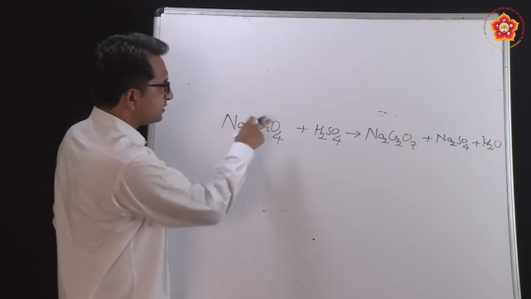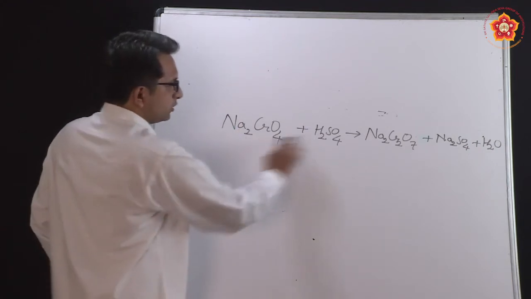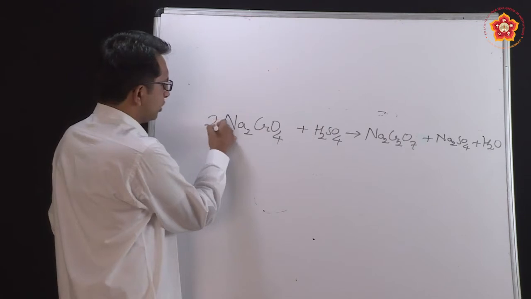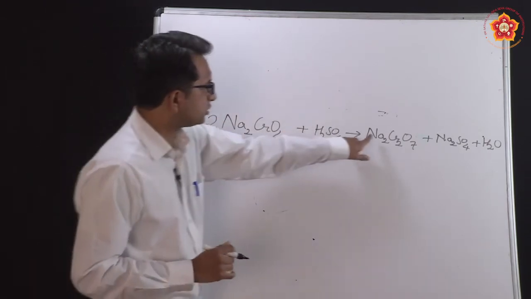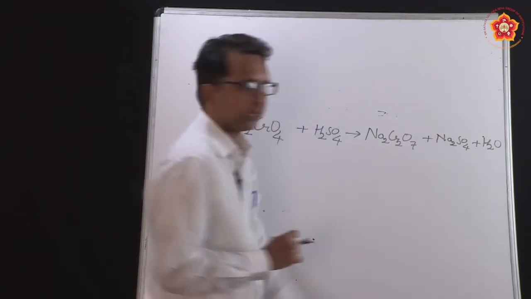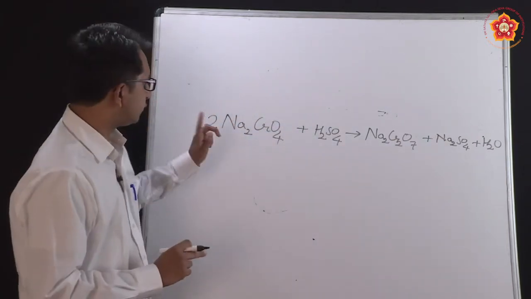So, what is happening in this entire case now? If you see, there are 2 chromium atoms available here. So, let me take this as 2Na2CrO4. In that condition, the overall sodium content on either side is satisfied, which is 4.